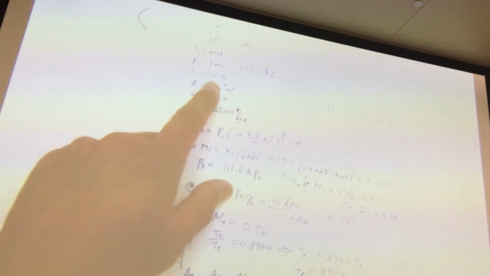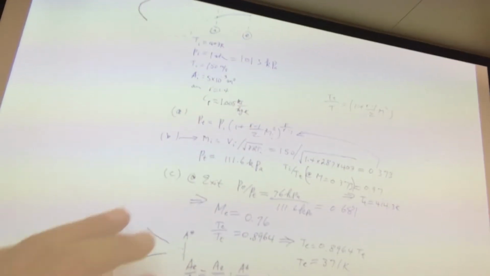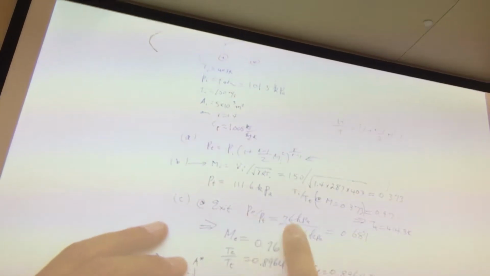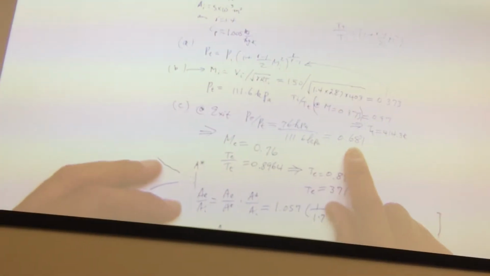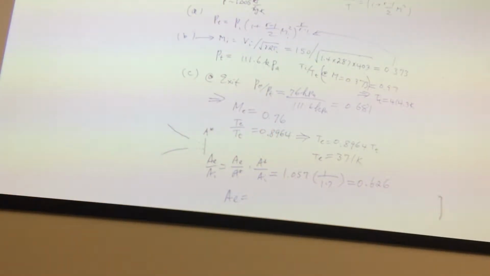That is, your inlet pressure at the inlet is 1 atmosphere. Right? And what we are saying is that your exit pressure, or your ambient pressure, is 76 kilopascal. This will give you 0.681. So they give you an exit Mach number equal to 0.76. Now again, let me just repeat.